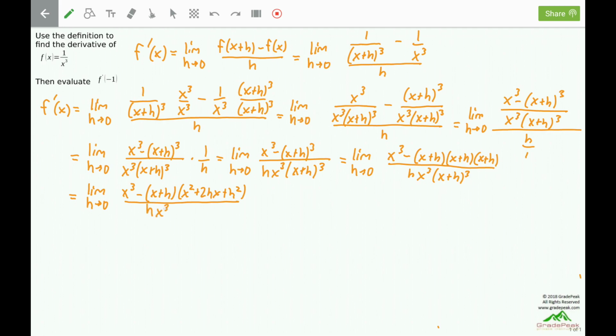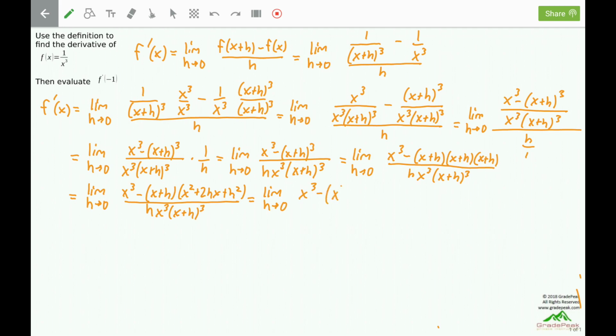All of this over that same denominator. So we will have the limit as h goes to 0 of x cubed minus... And now we're going to FOIL out two terms, x plus h, times the three terms, x squared plus 2hx plus h squared. That's done by taking the first one and multiplying it by each of the three. So I'm going to start with x times an x squared.